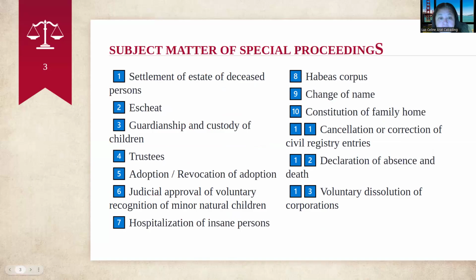Now let's go over the list under Section 1, Rule 72. Though remember, it is not exclusive. The Rules of Court specifically mention proceedings like settlement of estate of deceased persons, escheat, guardianship and custody of children, trustees, adoption and rescission or revocation of adoption, judicial approval of voluntary recognition of minor natural children, hospitalization of insane persons, habeas corpus, change of name, constitution of family home, cancellation or correction of entries in the civil registry, declaration of absence and death, and voluntary dissolution of corporations. These are classical examples under Rule 72.